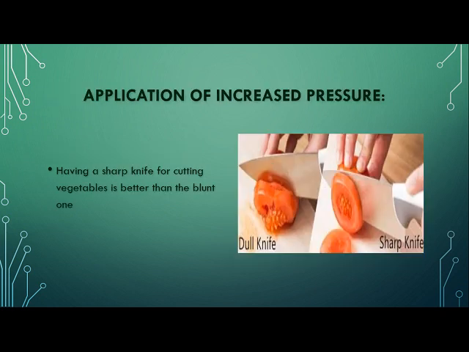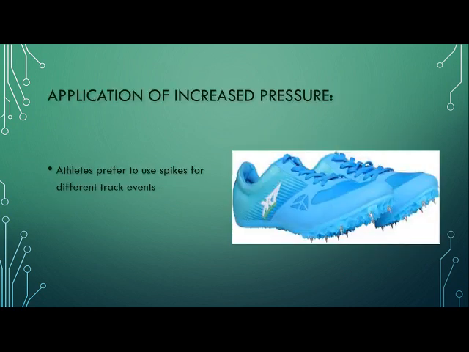Next is, children, which type of knife will you prefer to cut the vegetables? Yes, definitely the sharper one. Less surface area, more is the pressure. So cutting with a sharp knife will reduce our energy also, and we will have vegetables in better shapes. Now this, children, you must have seen that athletes, when they take part in different track events, prefer to use spikes. These spikes prevent them from slipping when they are running or doing whatever activity.